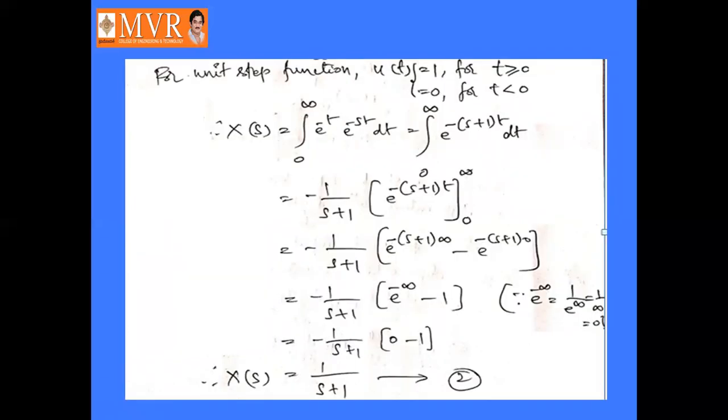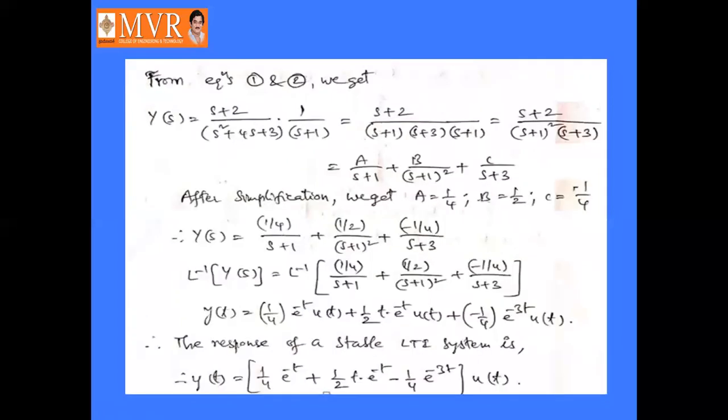Y of s equal to (s plus 2) by (s plus 1)(s plus 3) into 1 by (s plus 1), or we can write this as (s plus 2) by (s plus 1) whole square into (s plus 3). Using partial fractions, A by (s plus 1) plus B by (s plus 1) whole square plus C by (s plus 3). After simplification, we get A is 1 by 4, B is 1 by 2, and C is minus 1 by 4. So Y of s will become 1 by 4 by (s plus 1) plus 1 by 2 by (s plus 1) whole square plus minus 1 by 4 by (s plus 3).